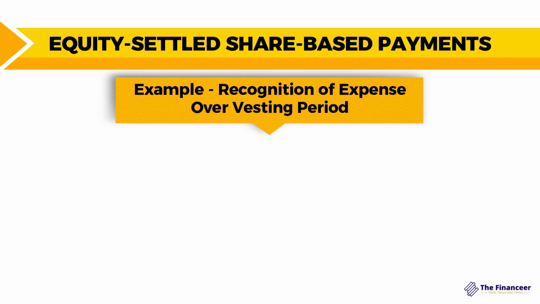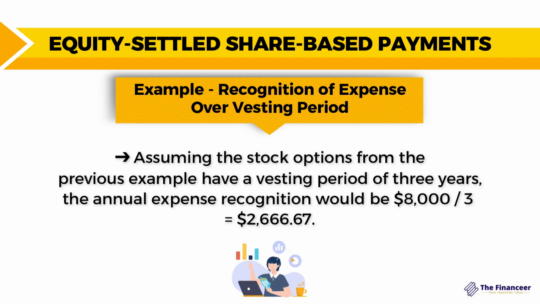So we are going to take a simple example at the beginning, and then we are going to take more examples that reflect the practical case studies that we might face in the real world. So let's take a simple example to show the accounting entry year by year, assuming that all of the employees will continue working until the end of the vesting period. Assuming the stock options from the previous example have a vesting period of 3 years.